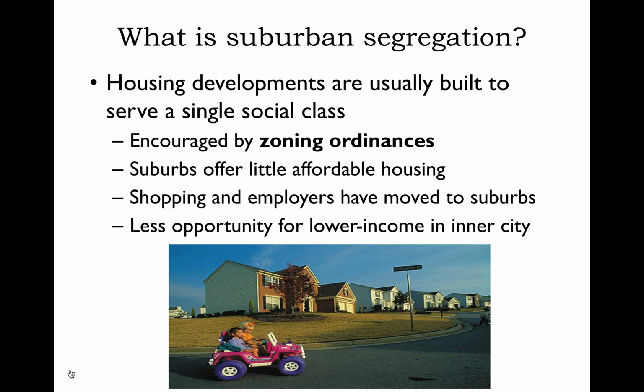What is suburban segregation? It's when housing developments are usually built to serve one single social class. They can do it by zoning ordinance, city zoning ordinances that creates little affordable housing in suburbs. They can also do it with zoning ordinances where they put shopping or retail industries. So again, retail has left the central city and has been found out in suburbs, and those retail centers again need higher social classes with expendable income to buy those services, and there's less opportunity for low income.